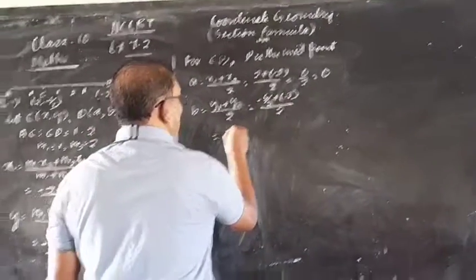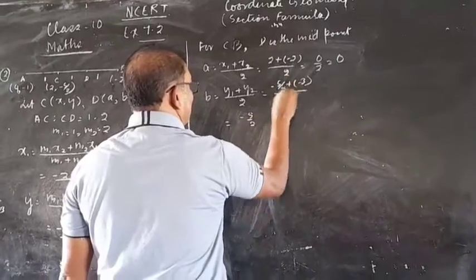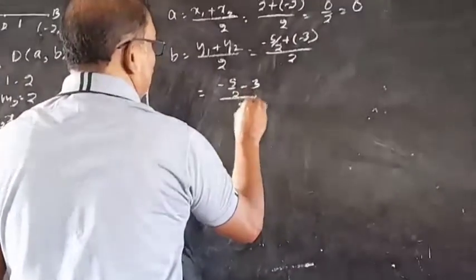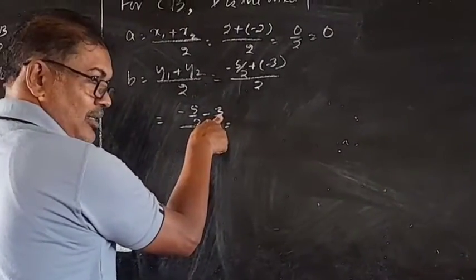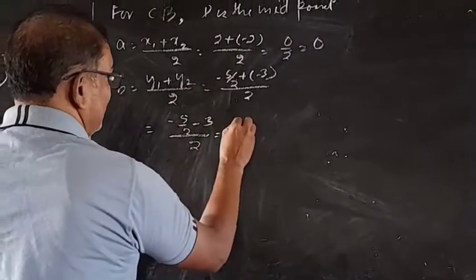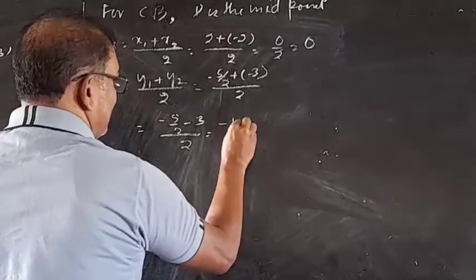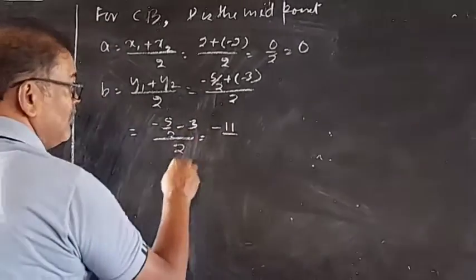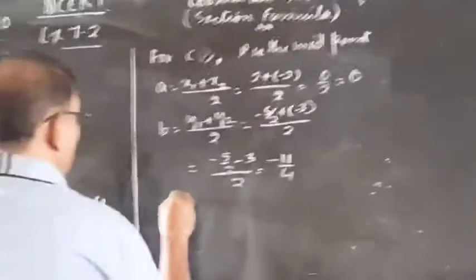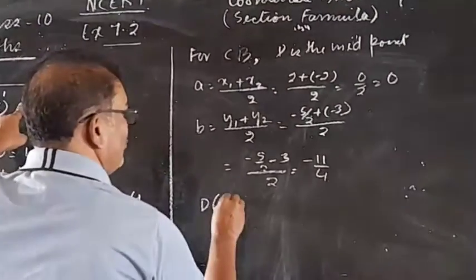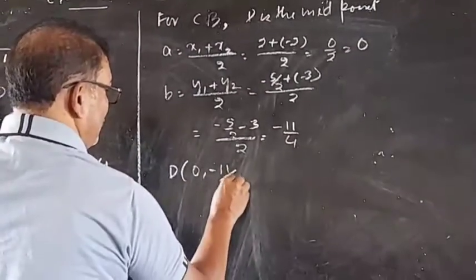Now here -5 upon 3 plus -3: 3 times 3 is 9, so -9 and -5 gives -14, and 2 comes down, so -14 upon 6, that is -7 upon 3... what is the coordinate of D? That is equal to 0 and -11 upon 4.